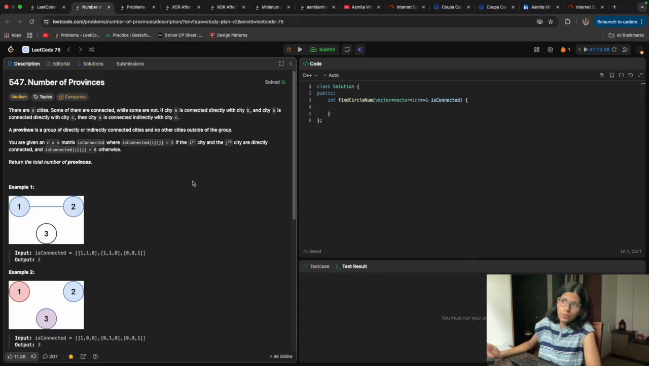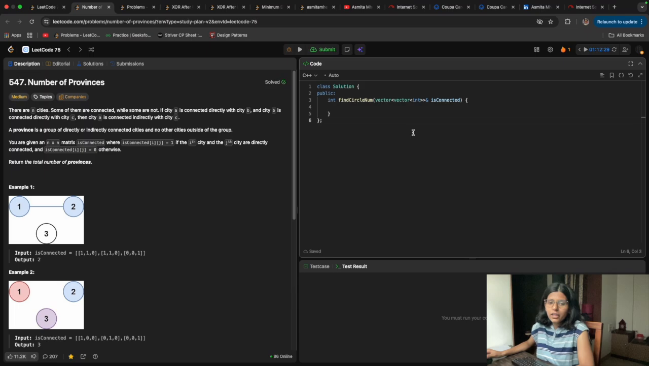The question is number of provinces, and provinces means, as we saw yesterday, the number of groups which are connected. Like if A is directly connected to B and B is directly connected to C, then A is indirectly connected to C, that is, we can go from point A to point C even though they are not directly connected, because they are in the same group and we have a path. So we need to find the number of such provinces.